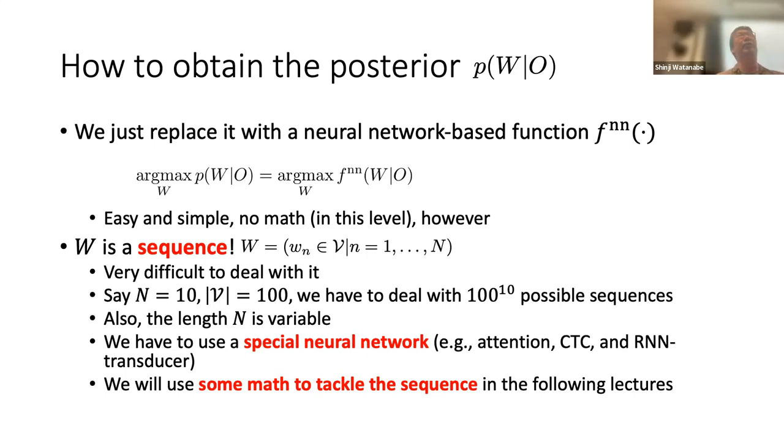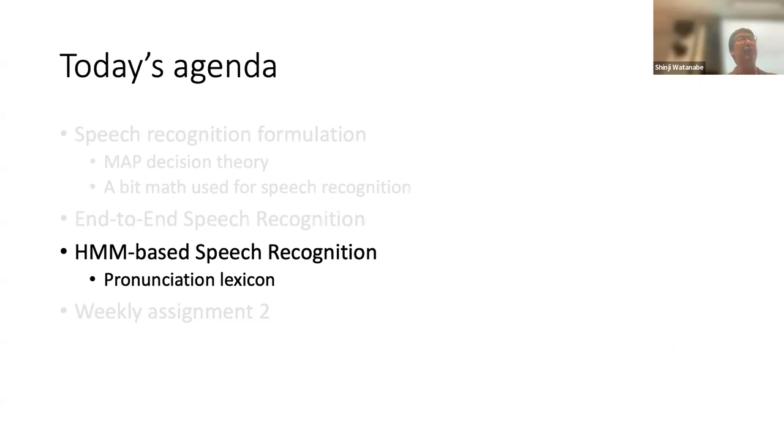This is quite popular nowadays, and it's thanks to advances in neural networks, like attention, CTC, and so on. It is not as difficult as it used to be. Before that, we had difficulty directly solving this P(W|O), so we used some math to make the problem tractable. That is the classical HMM-based speech recognition. So I call them end-to-end speech recognition and HMM-based speech recognition as a distinction. The traditional method, I call HMM-based speech recognition. There are a lot of differences: HMM-based speech recognition mostly uses phonemes, while end-to-end speech recognition doesn't use phonemes. But to simplify the naming, I just call the traditional method HMM-based speech recognition in this lecture.